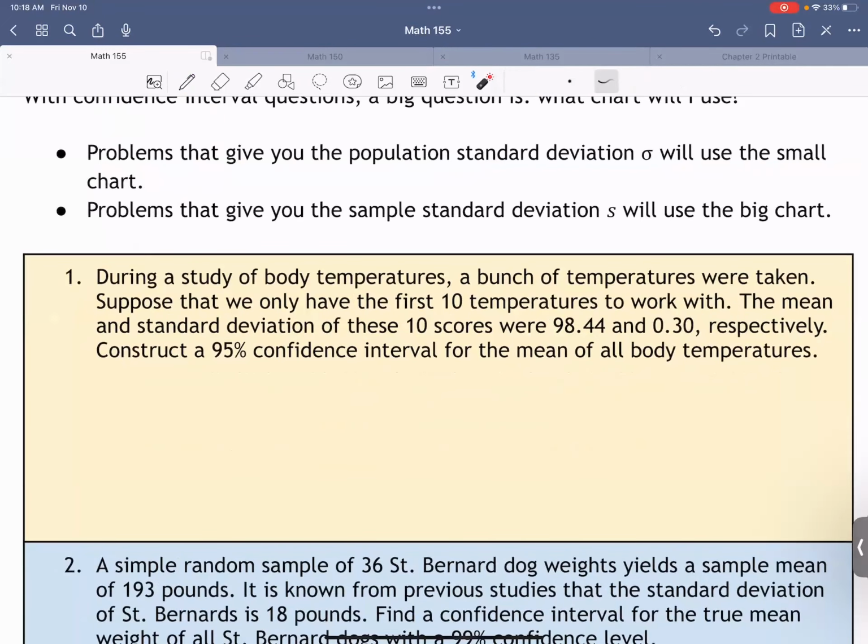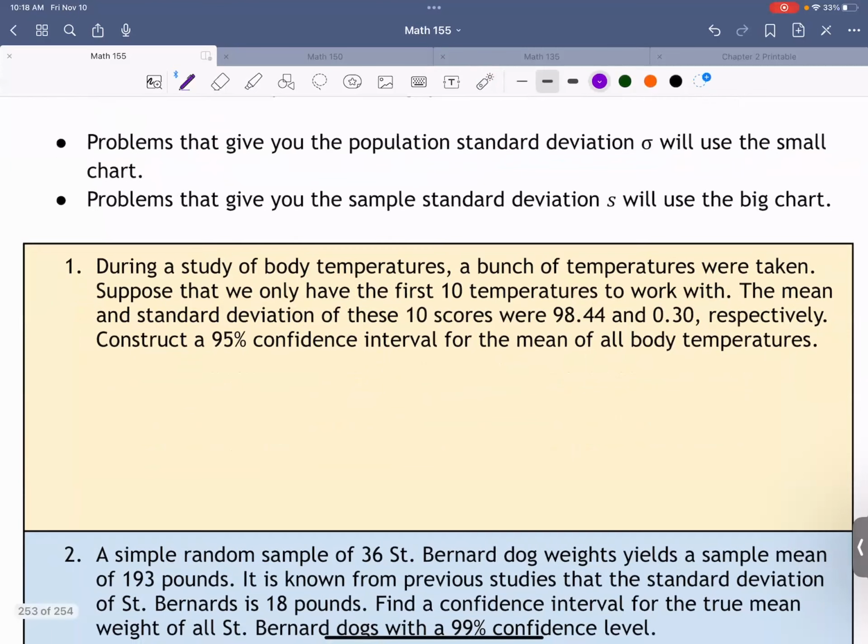Number one: during a study of body temperatures, a bunch of temperatures were taken. Suppose that we only have the first 10 temperatures to work with. Since I'm given 10, that's the number of things. If you're wondering if it's the sample size or the population size, these questions only give us the sample size. So whatever number you're given has to be what n is. n has to be 10 here.